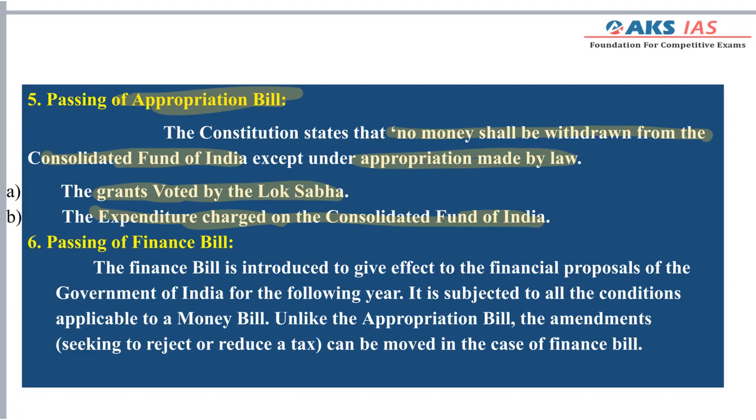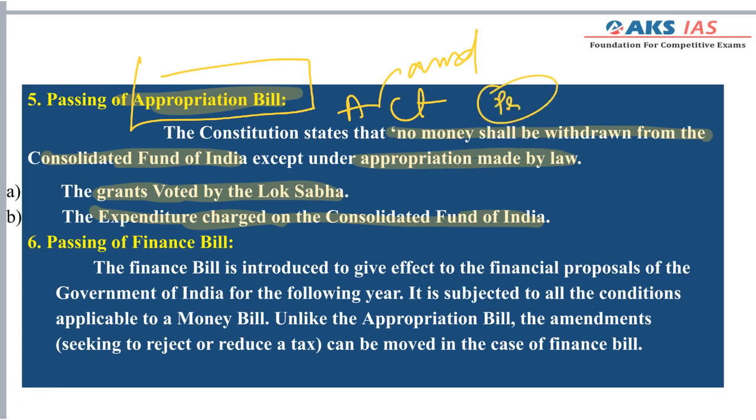But the important thing to remember is that no amendment can be proposed to the appropriation bill in either house of Parliament that will have the effect of varying the amount or altering the destination of the grants voted, or of varying the amount of expenditure charged on the Consolidated Fund of India. This appropriation bill becomes an Appropriation Act after it is assented to by the President, as with any other bill, right?